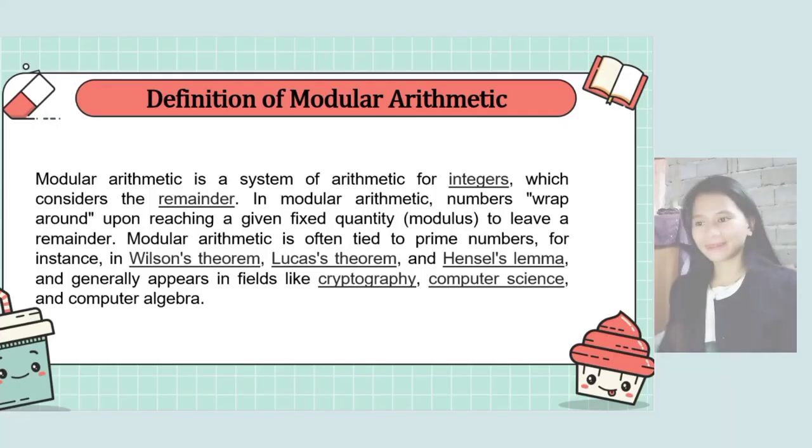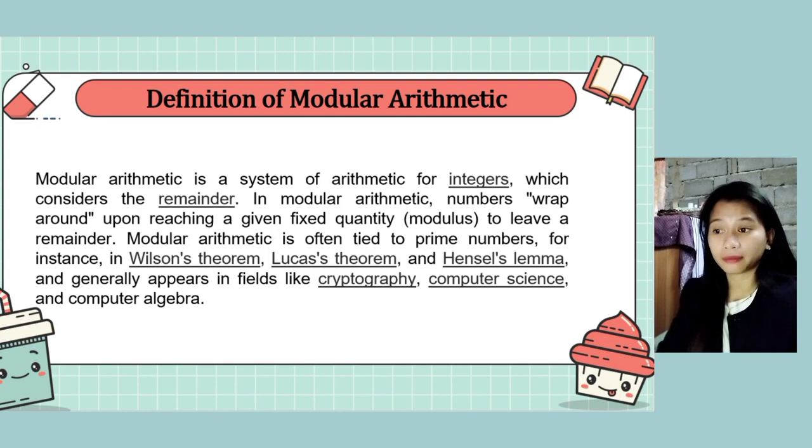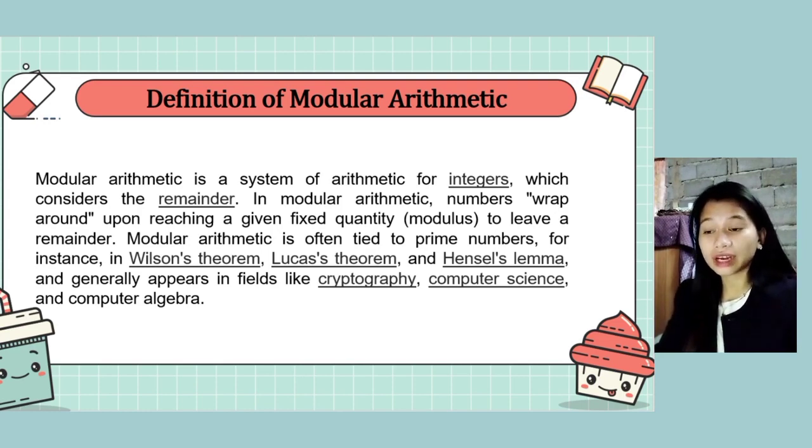Now, let us start. For the introduction, let me define again what modular arithmetic is. This is a system of arithmetic for integers that considers the remainder. In modular arithmetic, numbers wrap around upon reaching a given fixed quantity, also known as the modulus, to leave a remainder. Modular arithmetic is often tied to prime numbers, for instance in Wilson's theorem, Lucas' theorem, and Hensel's lemma, and generally appears in fields like cryptography, computer science, and computer algebra.